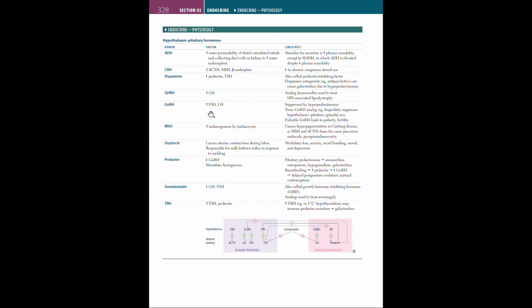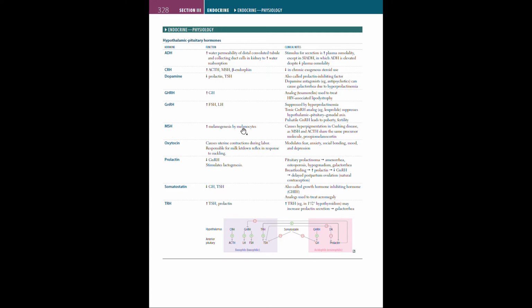GnRH causes increase in FSH and LH. GnRH is suppressed by hyperprolactinemia. Tonic GnRH analog, for example leuprolide, suppresses the hypothalamic pituitary gonadal axis. Pulsatile GnRH leads to puberty and fertility. As we know, FSH and LH is seen in the menstrual cycle, where increase in FSH and LH cause the ovulation.